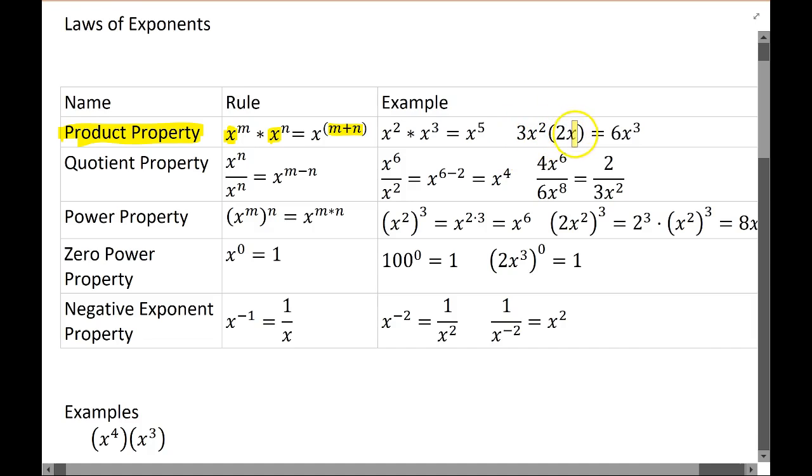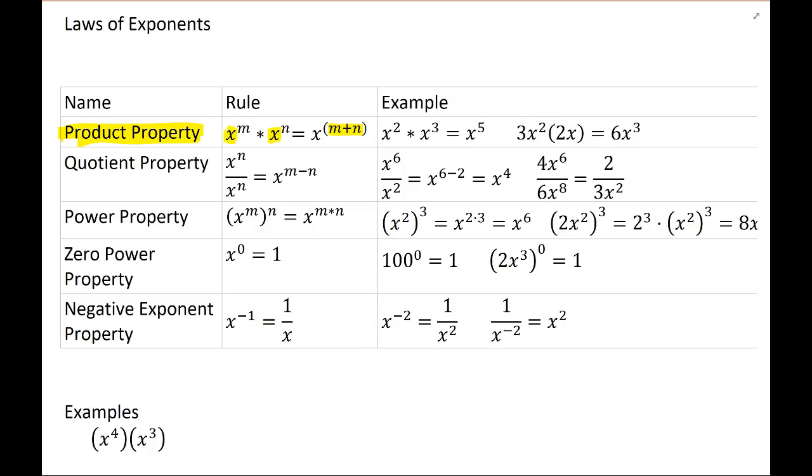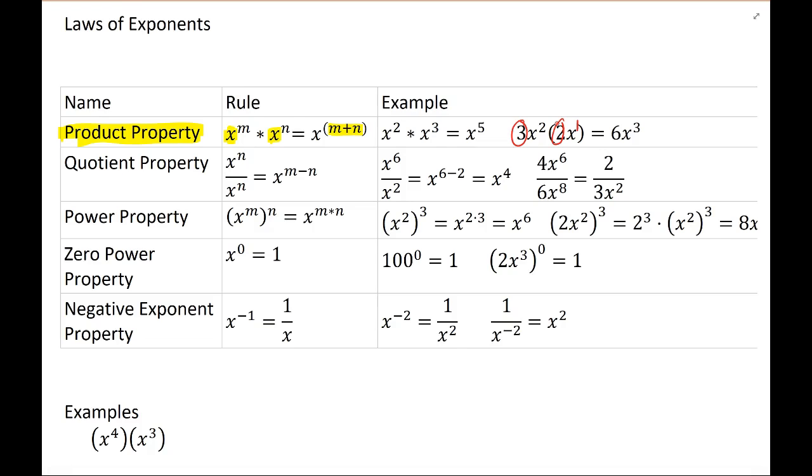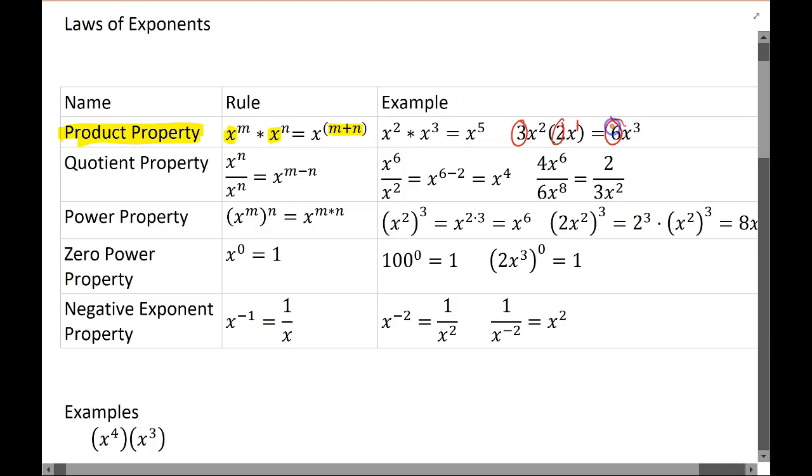3x squared times 2x. Whenever there's not an exponent, we assume that the exponent is 1, so the exponent on that x is 1. So 3 and 2 are not exponents, they are coefficients. They do not follow the laws of exponents. So we treat them like regular numbers. 3 times 2 is 6. That's where we get the 6 over here. x squared times x. Like I said, when you multiply like bases, you add their exponents. That's where we get the x to the third. And again, when there's not an exponent, you assume that it's a 1.